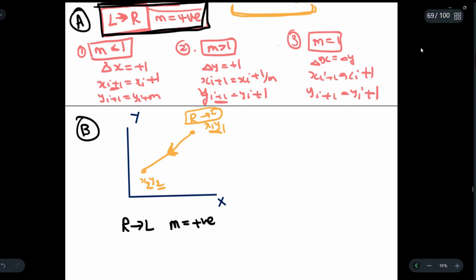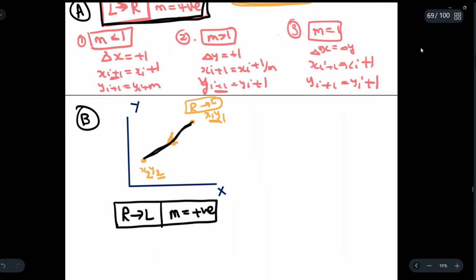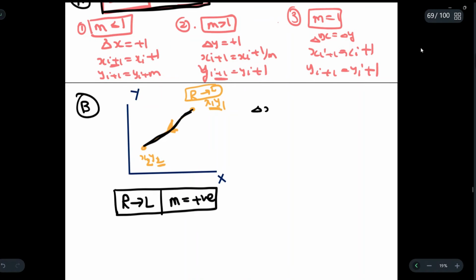We are always considering m positive for these two cases, because we can see that this is a line with a positive slope. So now we are going to consider different scenarios. Let us again define what del x will be. It will be equal to x2 minus x1. What will del y be equal to? It will be equal to y2 minus y1.